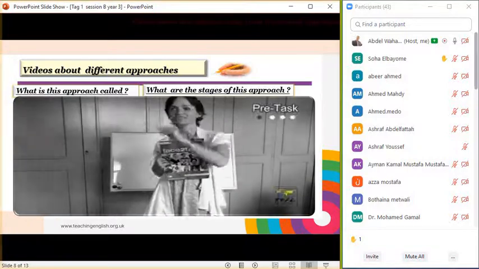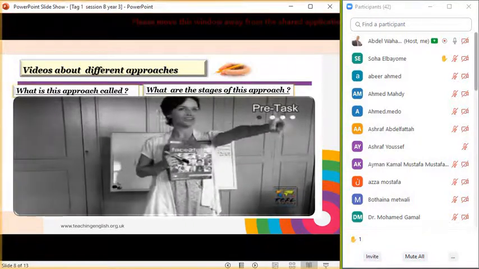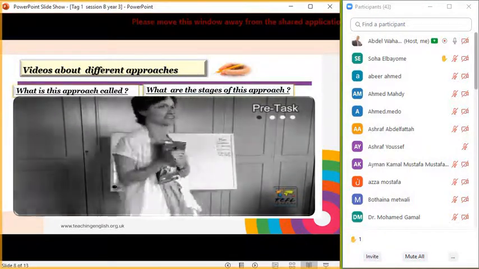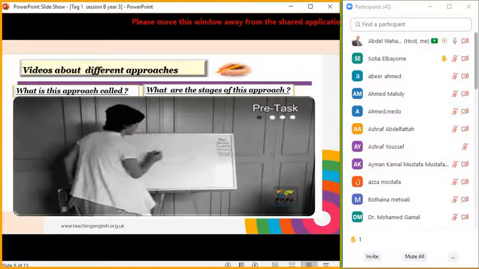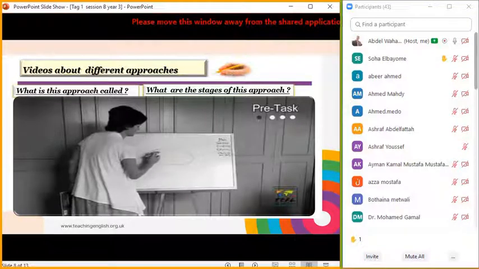Step 1 is the pre-task. The pre-task stage should mentally and linguistically prepare your students for the upcoming task ahead. There are many ways to do this. In this demo, I show you 3 ideas.